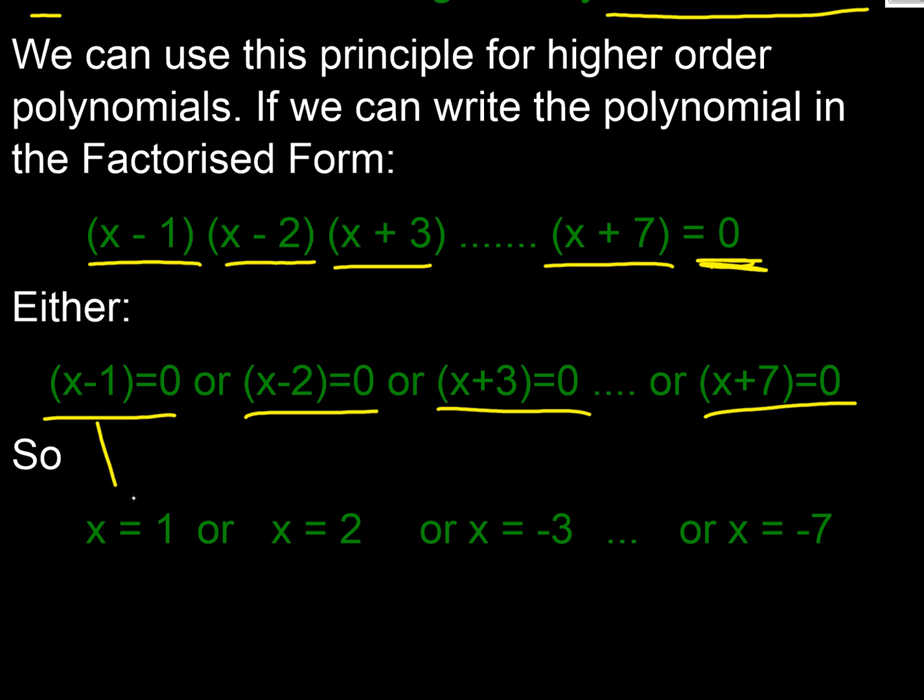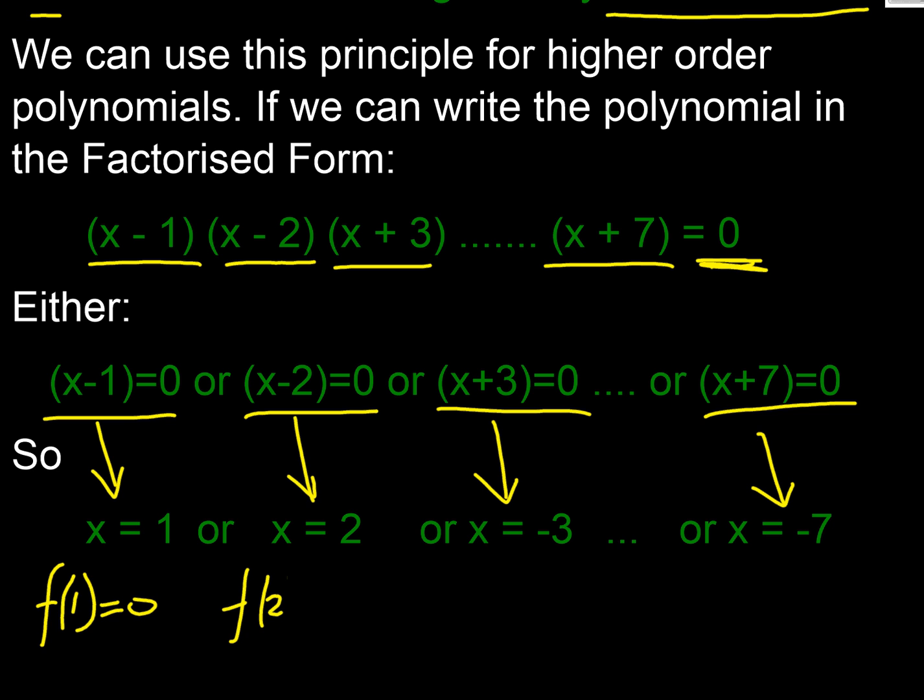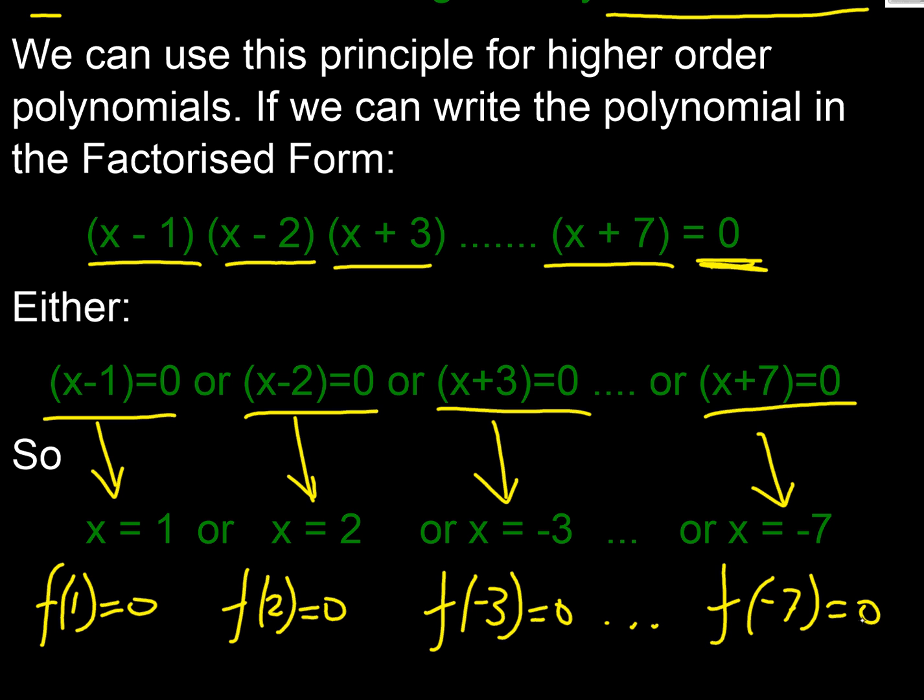So therefore, either x equals 1, or x equals 2, or x equals 3, or minus 3, or x equals minus 7. And if we wrote that in function form, that means that f of 1 equals 0, or f of 2 equals 0, or f of minus 3 equals 0, or lastly f of minus 7 equals 0. So can we see here that's telling us why, in the most general terms, if x minus 1 is a factor, then f of 1 must equal 0, and that goes all the way through.